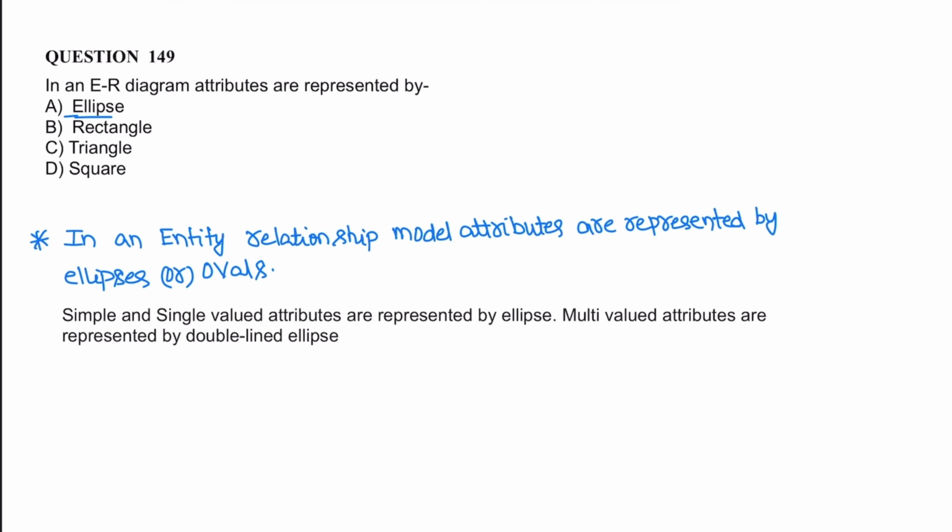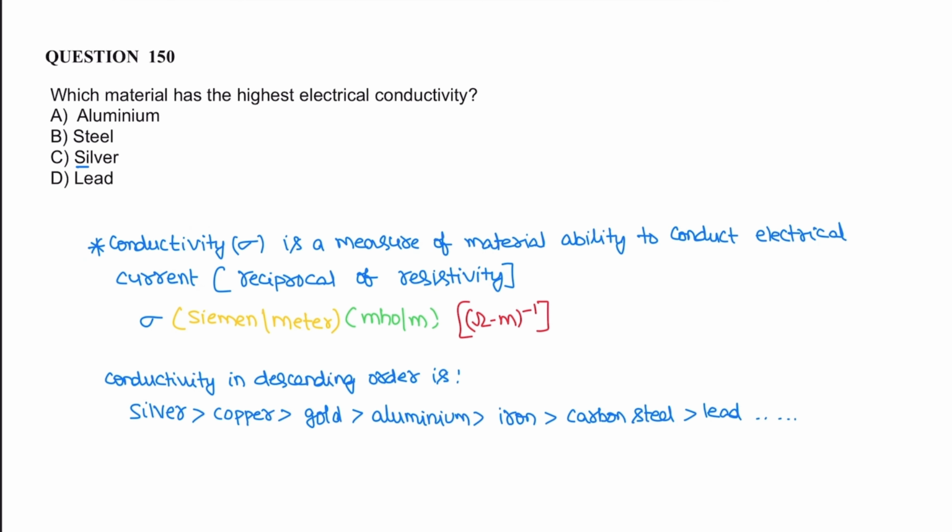Which of the following has the highest electrical conductivity? Conductivity sigma is a measure of a material's ability to conduct electrical current. Conductivity is the reciprocal of resistivity, and its units are Siemens per meter, or mho per meter, or ohm meter inverse. The conductivity in descending order: silver has the most conductivity, followed by copper, gold, aluminum, iron, cobalt, carbon steel, and lead. So as per this question, among the given options, silver has the highest conductivity.